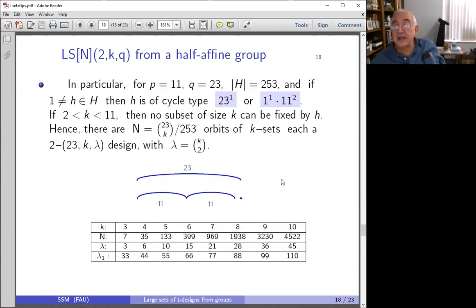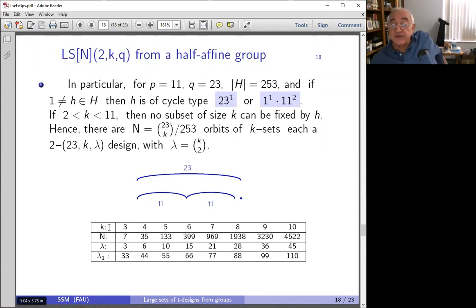Okay, now let's take a specific example. Suppose I take P equals 11 and Q equals 23. Of course, then H is equal to 253. And if H is a non-identity element, then H is of cycle type 23. It's a single cycle, or it fixes a point and it's of type 11 squared, that is two 11 cycles.